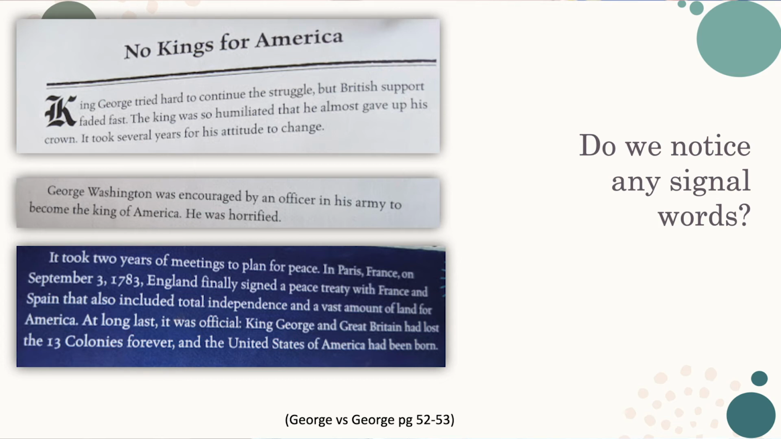In Paris, France, on September 3, 1783, England finally signed a peace treaty with France and Spain that also included total independence and a vast amount of land for America. At long last, it was official. King George and Great Britain had lost the 13 colonies forever, and the United States of America had been born.